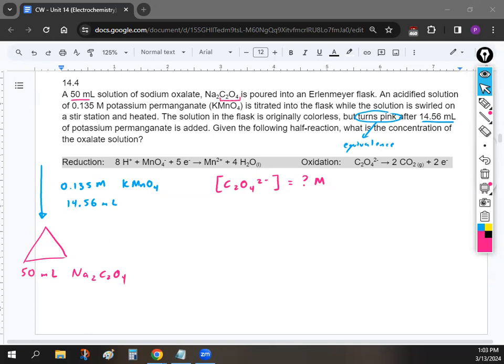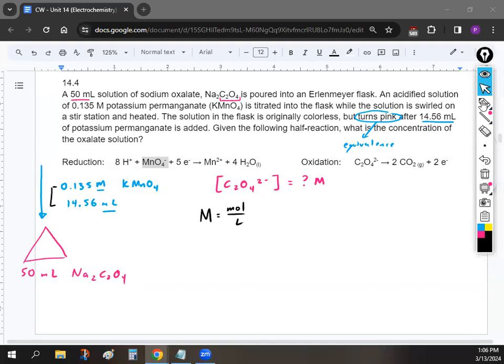So the first thing that we want to do is figure out how many moles of our titrant we added. So how many moles of KMnO4 did we add? If you take a look at it, we have molarity and we have volume, right? So how can we find the moles of MnO4 that we added? Yeah, you just use the molarity formula. So molarity equals moles over liters. I will give you guys a minute. See if you can calculate how many moles of KMnO4 were added.